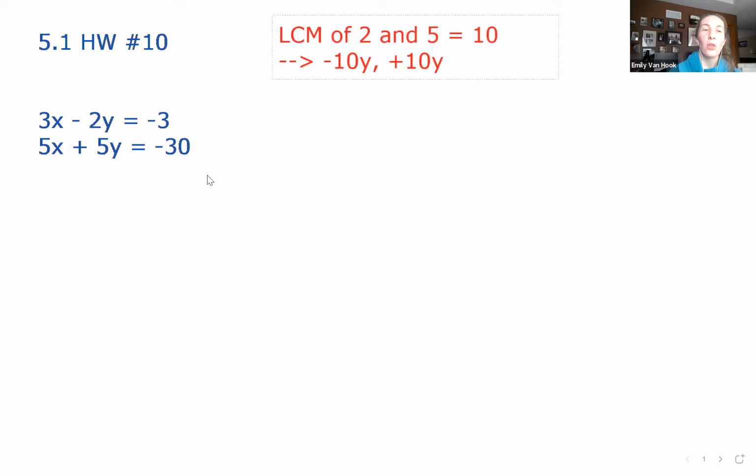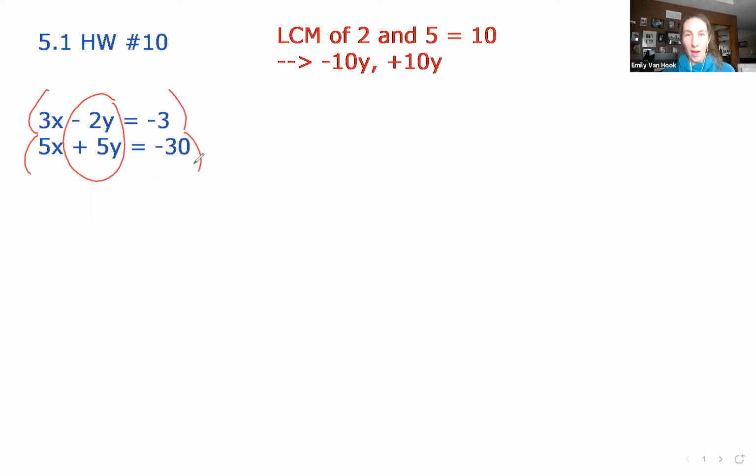If you were to choose to eliminate x, the 3x and the 5x, maybe you could turn them into plus 15x and minus 15x because 3 times 5 is 15. So you have choices. I'm going to go with eliminating y for this problem. Let's remember, we're trying to get the y's to have the same coefficient, but with opposite signs. They already have opposite signs. So my goal is to change them both into the least common multiple of 2 and 5, which is 10. So I'm going to change the y's into minus 10y and plus 10y.